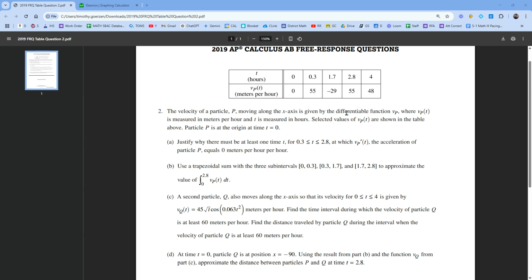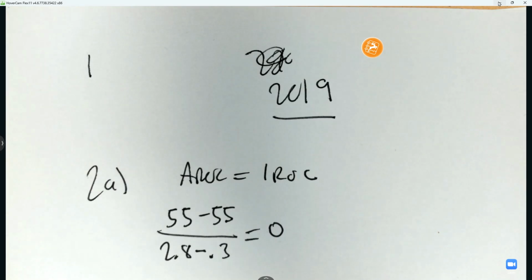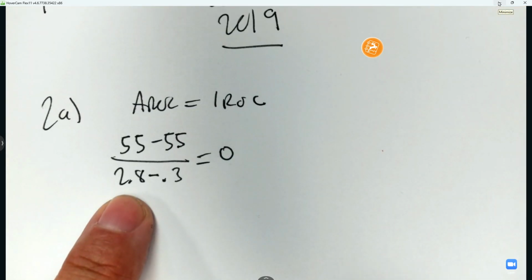And if I look here for the average rate of change, it would be y2 minus y1. So in other words, it would be 55, take away 55. And then the denominator would be 2.8, take away 0.3. And when you answer that, the answer is 0. So for the average rate of change is 0, then there must be at least one time where the instantaneous rate of change or derivative is also 0 if it is differentiable and continuous, which it is. So here's the average rate of change.